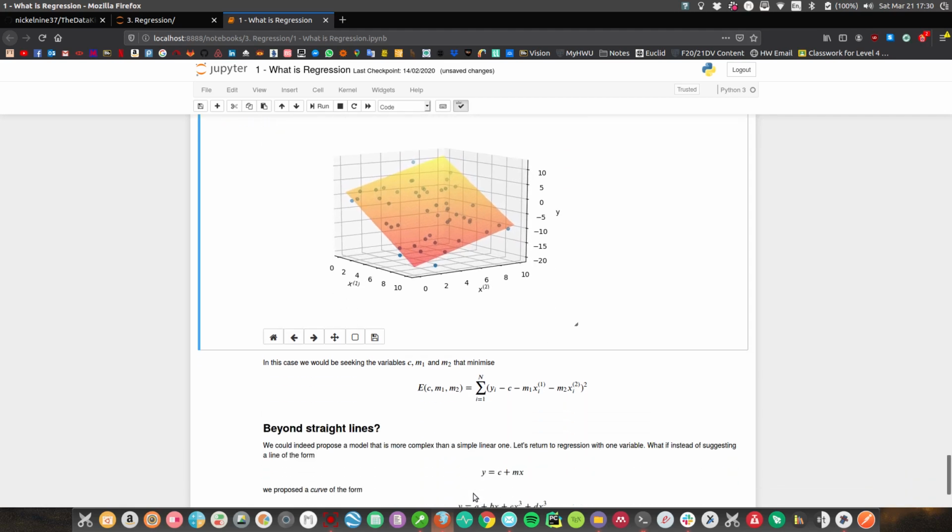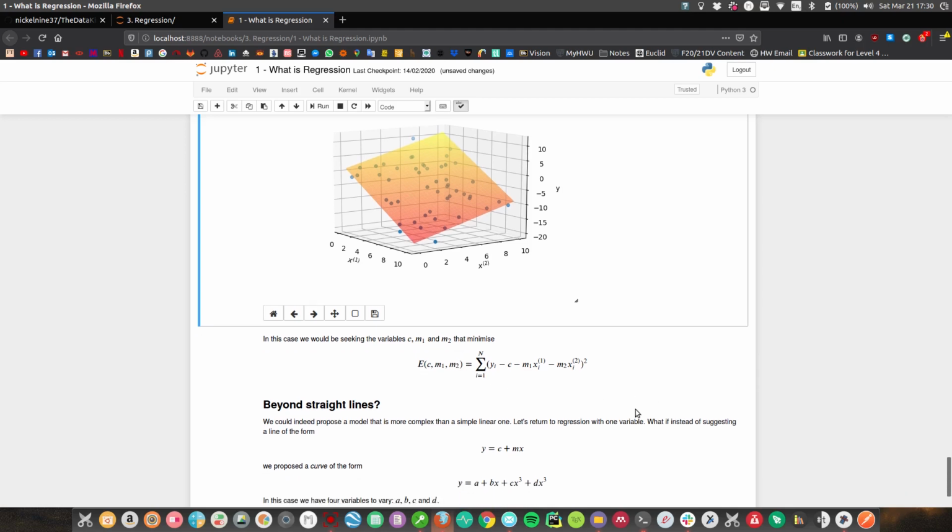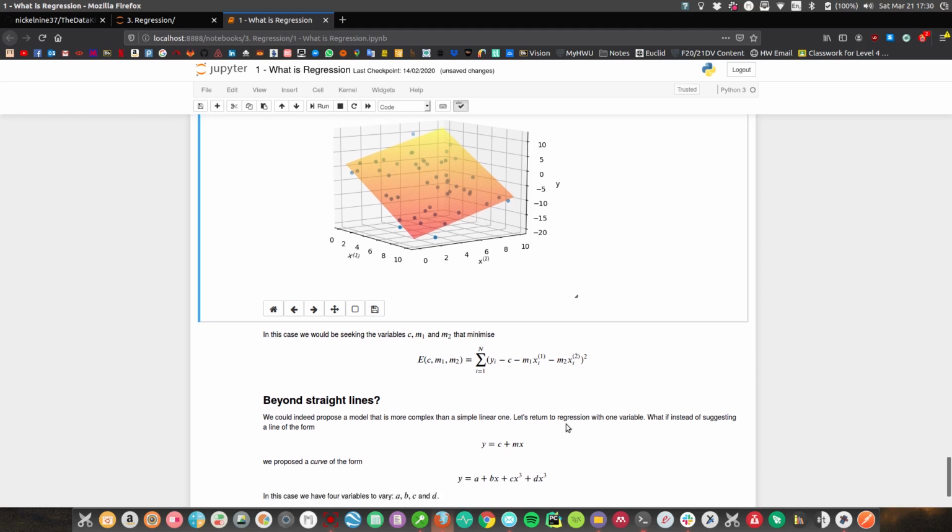And basically, in this case, we'd have our total error as a function of C, M1 and M2. The way that we calculate that total error is by saying, we're going to subtract from the actual Y observation a constant plus M1 XI and M2 XI, and we're going to sum this over all of our values of I, so all of our values in the data set, and we're going to square it as before.